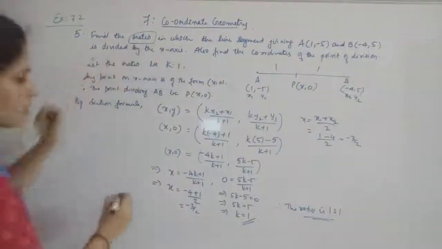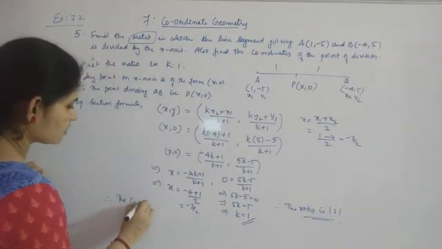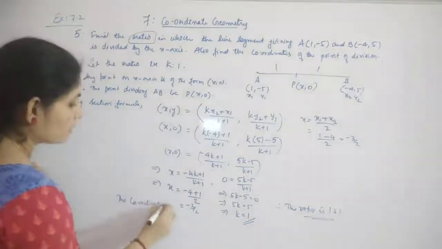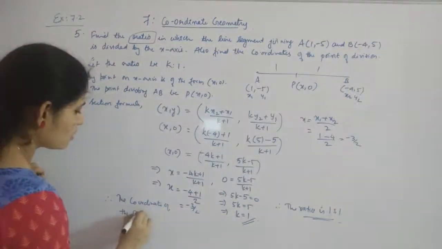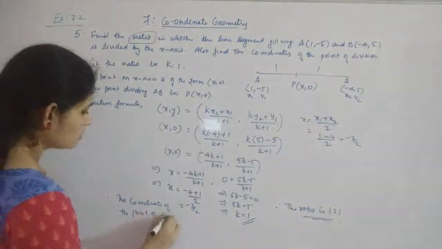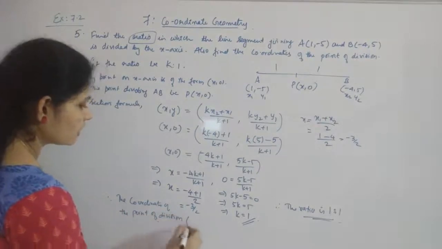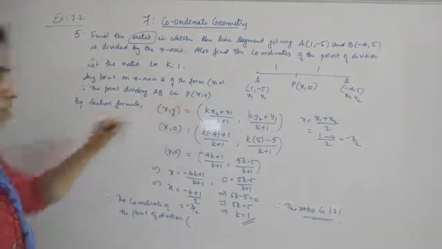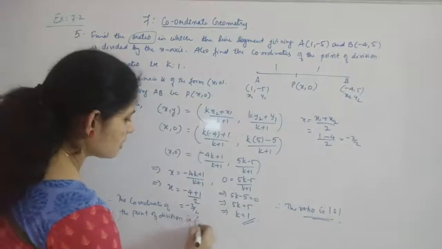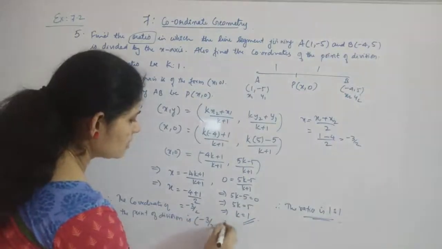But you have to write the coordinate at last. Okay, therefore the coordinates of the point of division, what you have taken as x comma 0, you have to write as minus 3 by 2 comma 0.